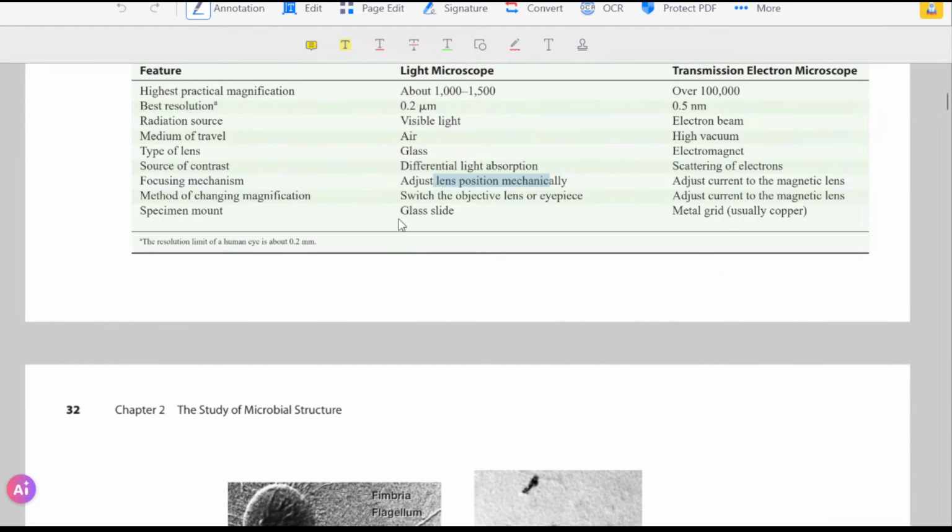Methods of changing magnification: switch to the objective lens or eyepiece, while there you add current to the magnetic lens. Again, wherever the lens is, there will be a magnetic area. Specimen mount is a glass slide, while there is a metal grid, usually copper.